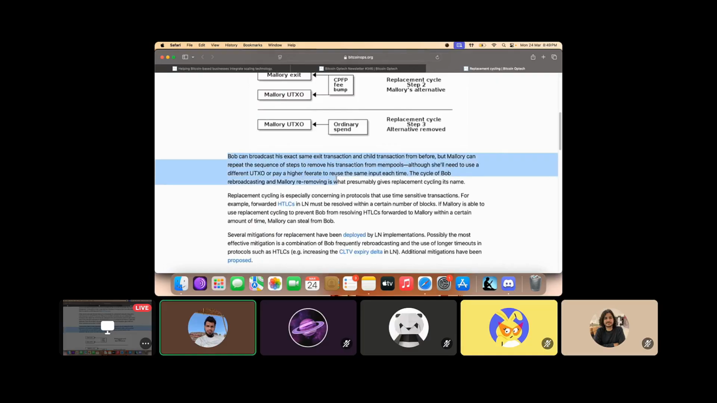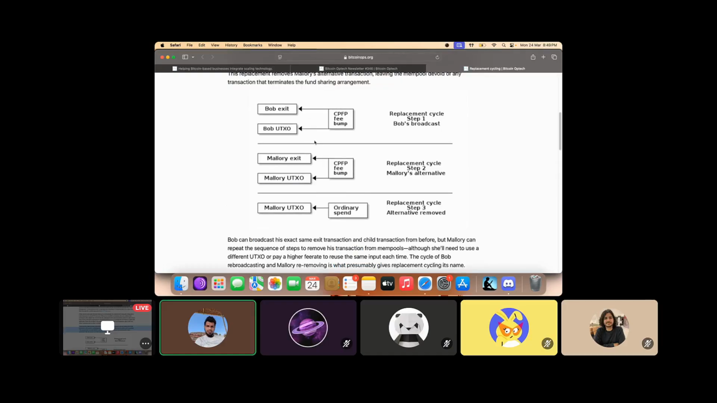Bob can broadcast his exact same exit transaction as signed before, but Mallory can repeat the sequence of steps to remove his transaction from mempools. Although she needs to use a different UTXO or pay a higher fee rate to reuse the same input each time, the cycle of Bob rebroadcasting and Mallory removing is what presumably gives replacement cycling its name, right? So Bob can broadcast his commitment transaction again, but then Mallory can broadcast her commitment transaction again, and then replace it again. Then Bob can increment the fee and again broadcast the transaction. Then Mallory can keep on doing this, right?